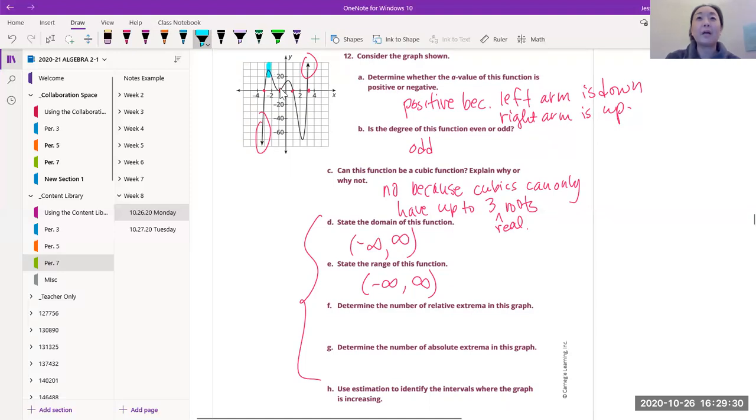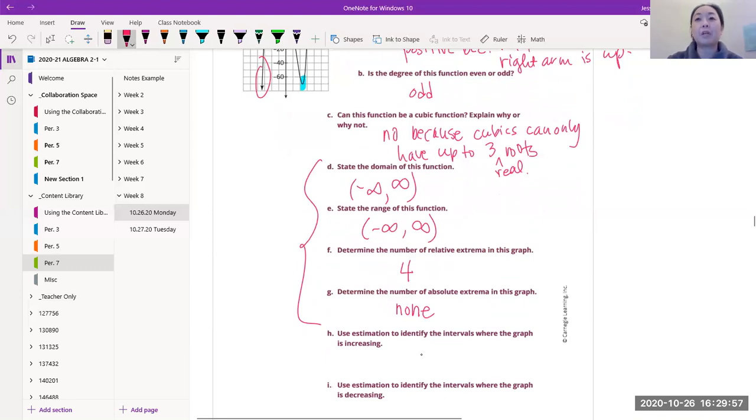We got 1, we got 2, we got 3, we got 4. So we have this many, 4, right? Now determine the number of absolute extrema. Do we have an absolute highest point and absolute lowest point? No, because we have the arrows. We got an arrow going down and an arrow going up. Plus it's an odd function. And so, yeah, that's not going to work. So we got none. All right.